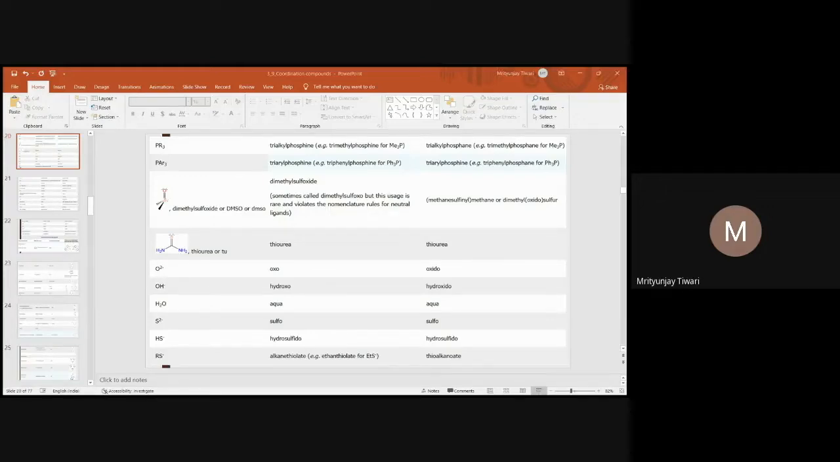Greek letter which is similar to K, kappa. This is represented as eta. So this is eta 2. Eta 2, this is ethene coordinating, both the carbon atoms are now forming bonds with the metal. And so this is eta 2.